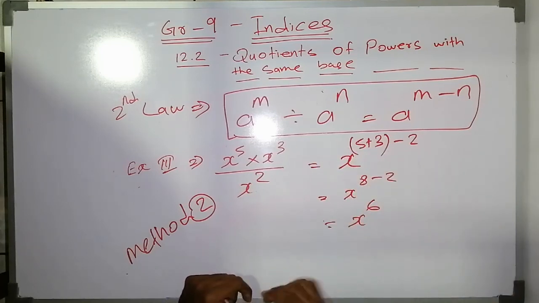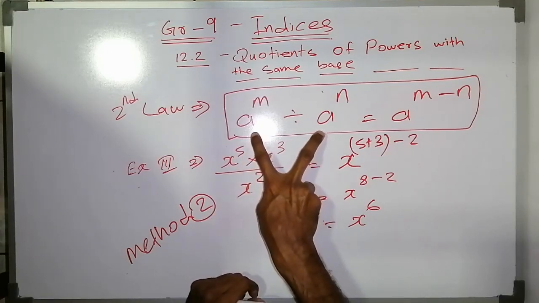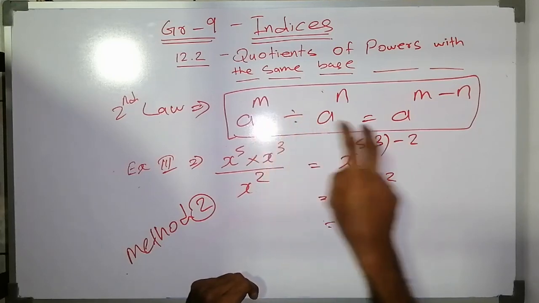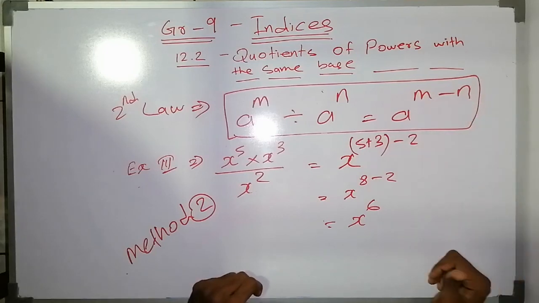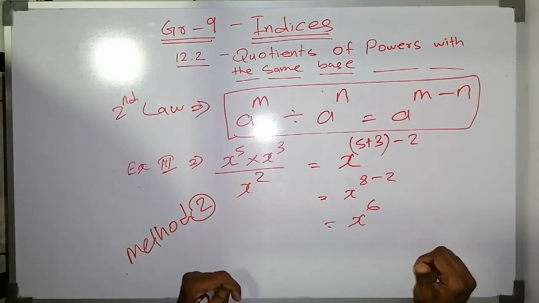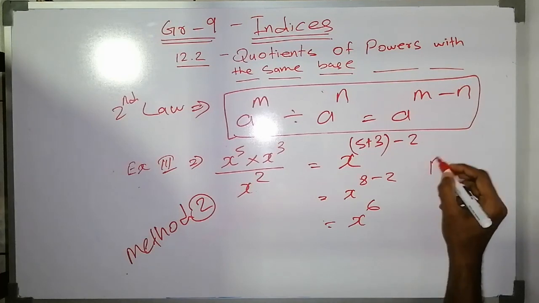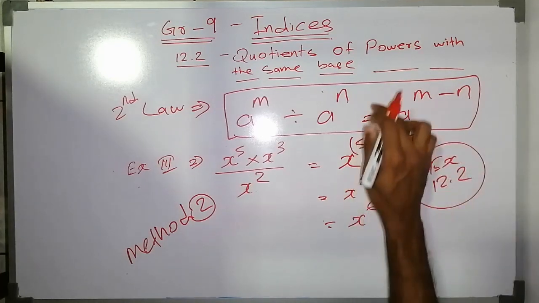Okay, so the second law of the indices is: when two index forms are in division and the bases are the same, you should subtract the index. Then you can go further with the simple mathematical functions. Okay, you can do the exercise. Now you can do exercise 12.2 that belongs to the second law.